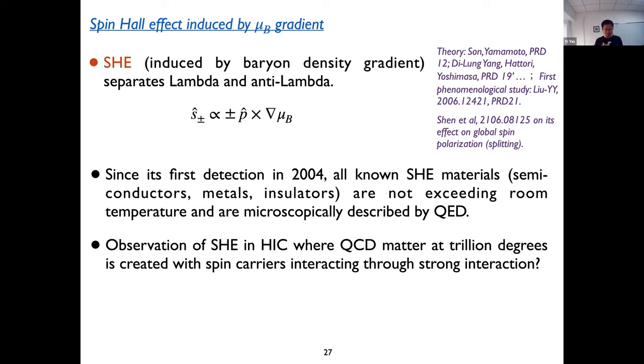So this is the basic formula for the effect I want to talk about. To make a long story short, essentially you can think about the gradient of mu-B as some analog of the electric field. As I mentioned earlier, in the case of the spin Hall effect, the electric field will generate the spin polarizations. Similarly, the gradient of mu-B will also generate the spin polarizations. Of course, you can place this intuitive argument on a more rigorous basis.